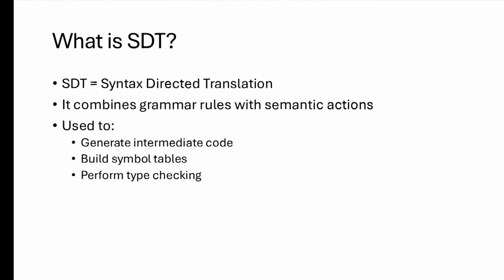So first, let's understand what syntax directed translation or STD means. It is a technique in compiler design where we attach actions or rules to the grammar of a programming language. STD helps the compiler perform tasks like generating intermediate code, building symbol tables, and performing type checking. It connects syntax, which means the structure of code, with meanings or semantics.